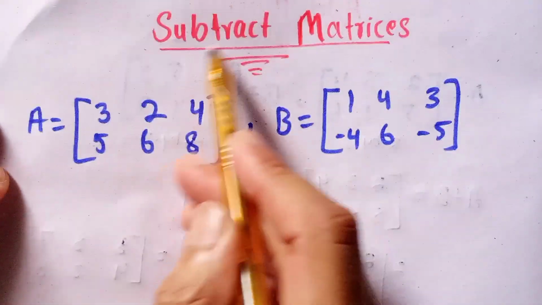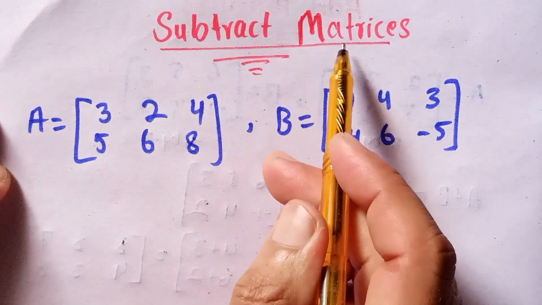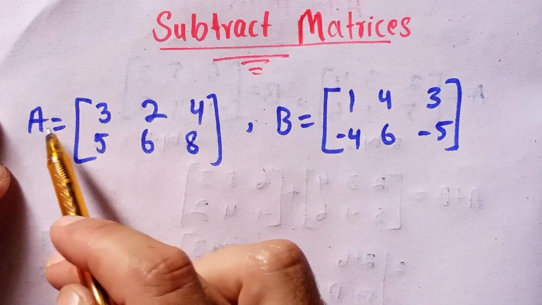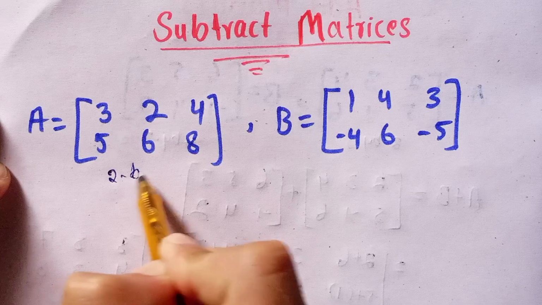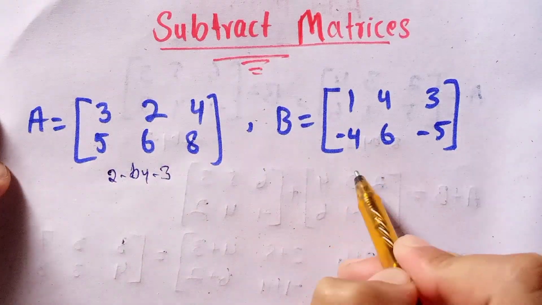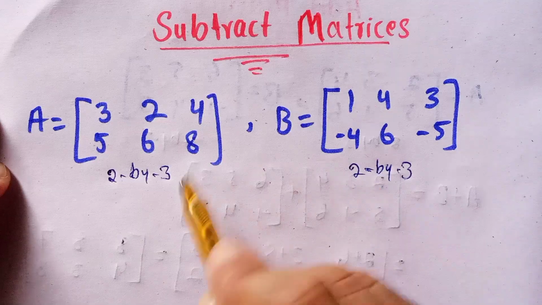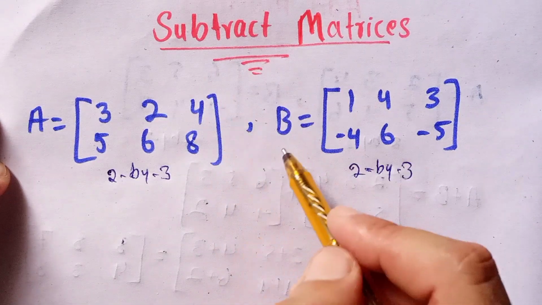Now we are going to focus on the subtraction of matrices. Whenever you are going to subtract matrices, make sure that the order of the two matrices is the same, just like the order of these two matrices as 2 by 3. So this is a 2 by 3 matrix, and this is also a 2 by 3 matrix. Right, so the order of the two matrices is the same. That is why we can subtract these matrices.